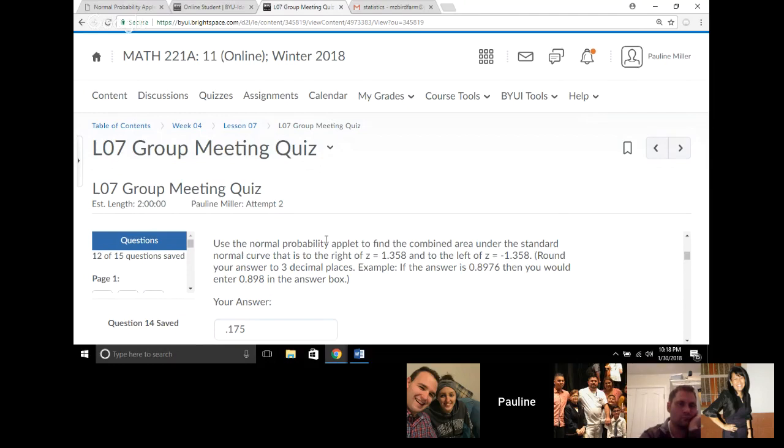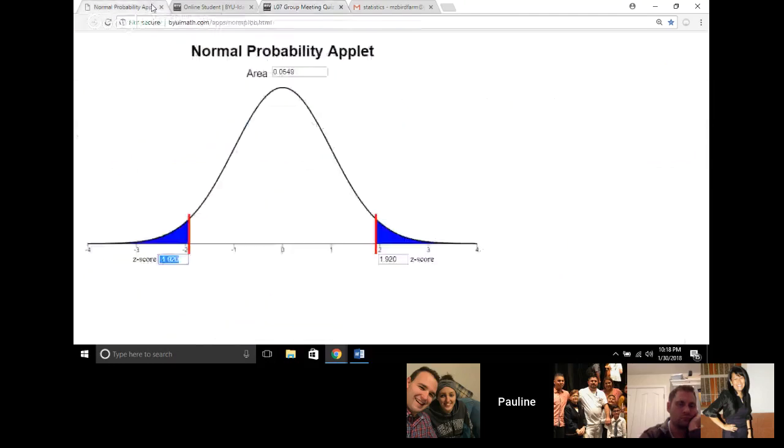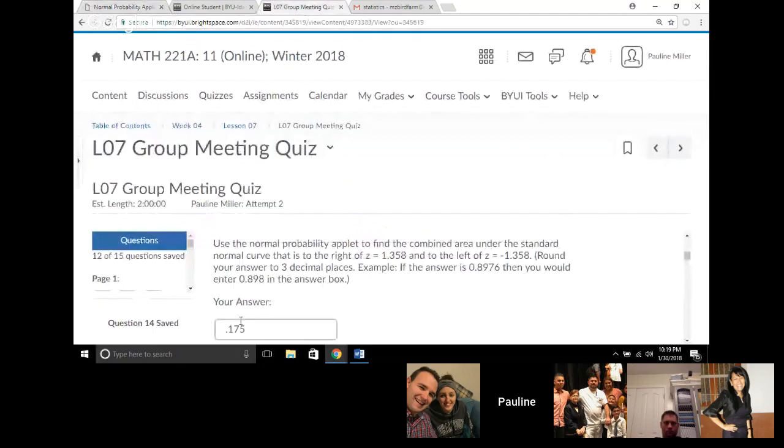So we'll just take the 1.358 and put 1.358 in, and it'll go on both sides. It said to do it to the right and do it to the left. So then the probability is 0.175, and that's what we got when we went through it the first time.